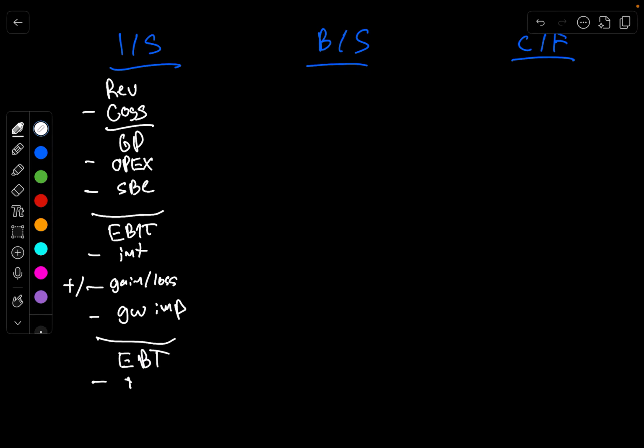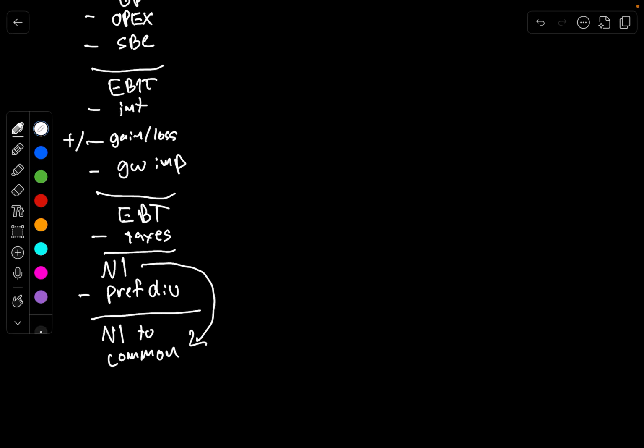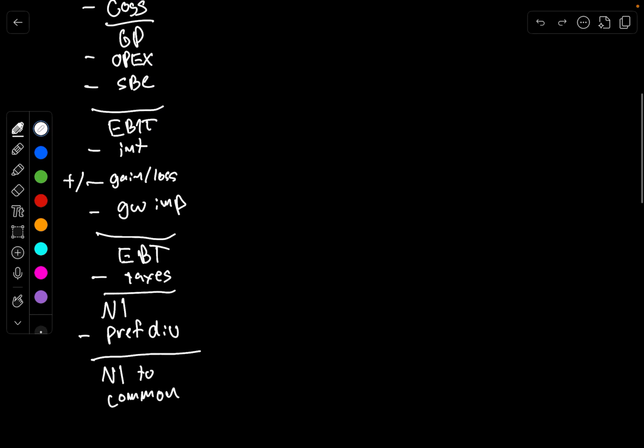And then from here, we subtract out our taxes. So far, we have been saying that that gives us our net income. However, preferred dividends come out of this net income. So we subtract out our preferred dividends at this point, and then finally we get what we call our net income to common. So far, we've been using net income and net income to common synonymously because we haven't been assuming that there were preferred dividends. And that is a completely fine assumption to make in your interviews and your coffee chats.